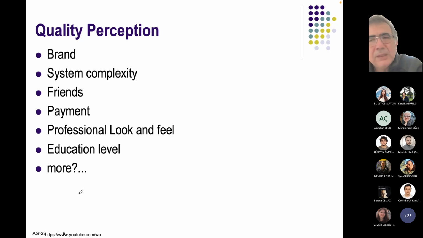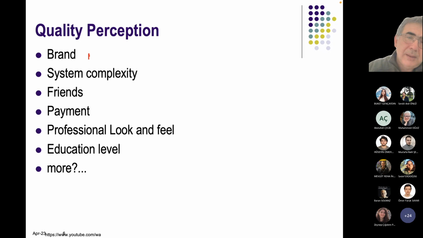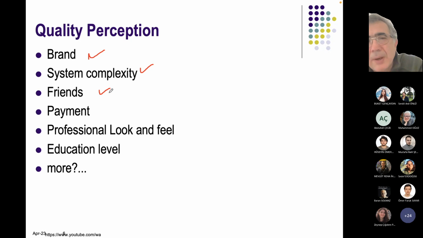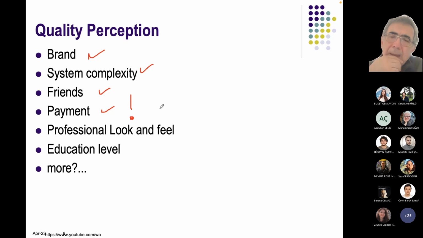So when we summarize the quality perception, because that's our goal many times when we develop a web page: the brand, system complexity, the friends, what your friends say about the web page, the payment. If you pay for a service, it looks more professional and more high quality.